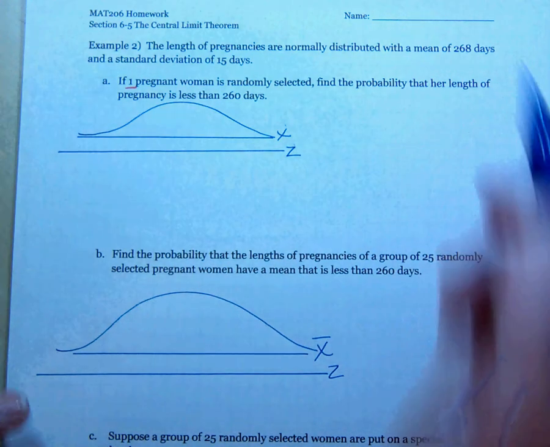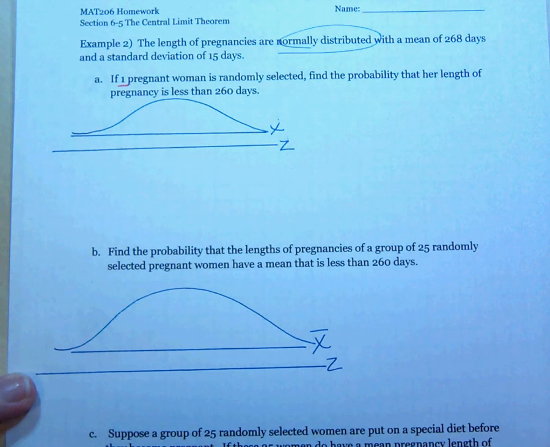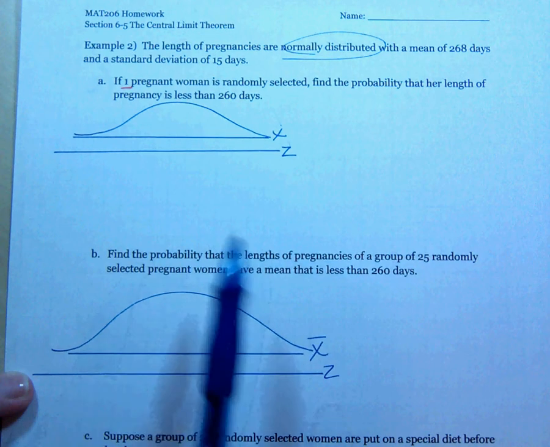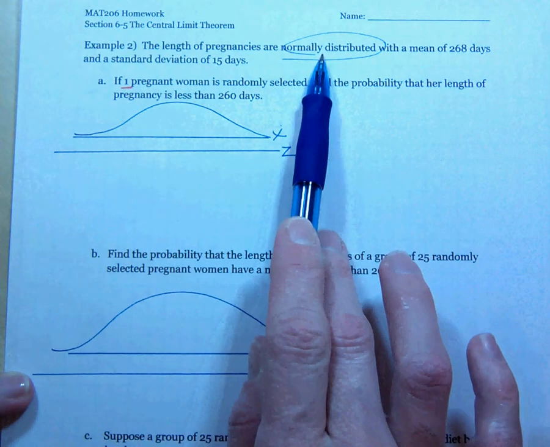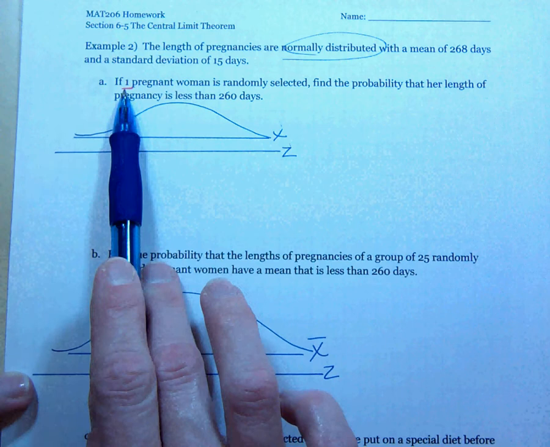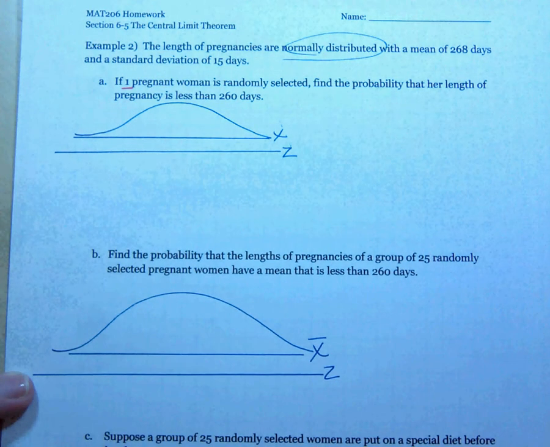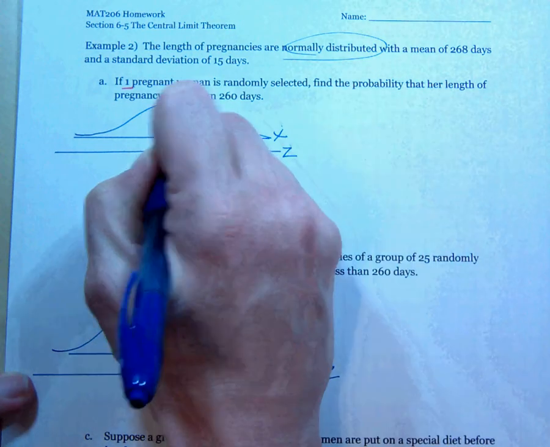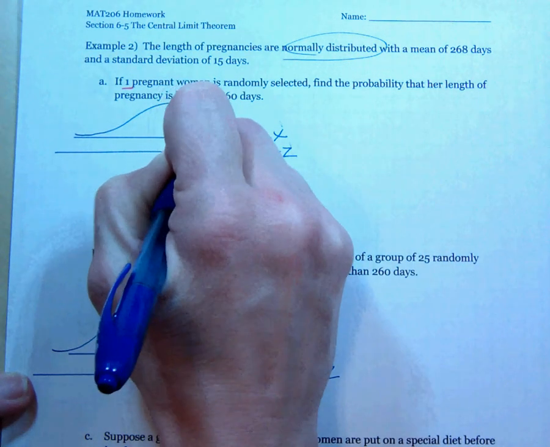Alright, so we know it's normally distributed, so everything that has to do with z-scores can apply here. Now, this is straight from section 6.3. This really has nothing to do with the central limit theorem in part A, because we know it's normally distributed and we're only talking about one woman. So we can just use the regular z-score formula. So here is our mean x bar is 268 days.